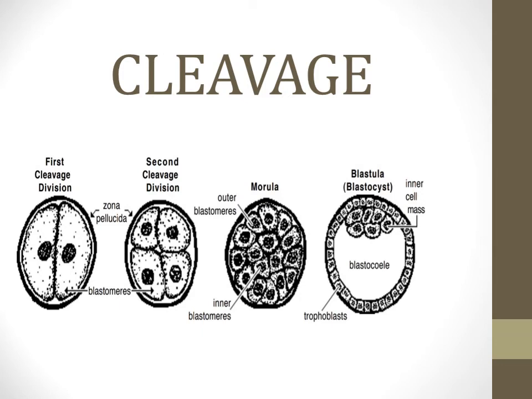Here we can say why we call it a blastocyst: this cavity is filled with fluid. So you can see the inner cell mass and the blastocele, the cavity filled with fluid I was talking about, and then the trophoblast.